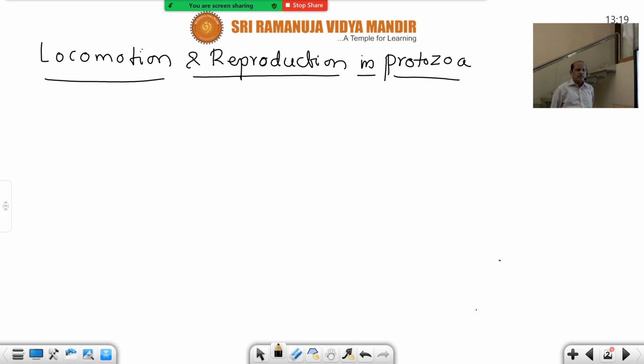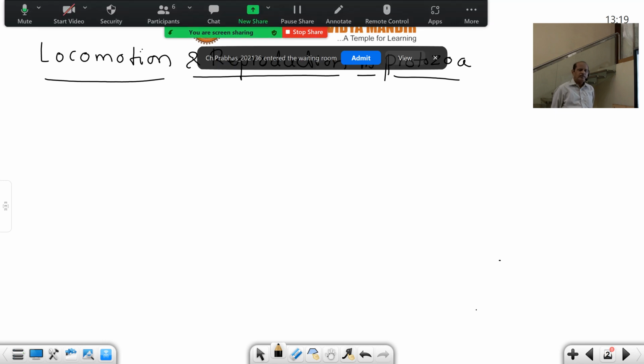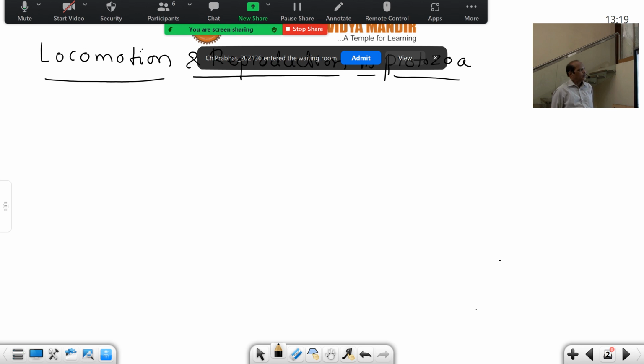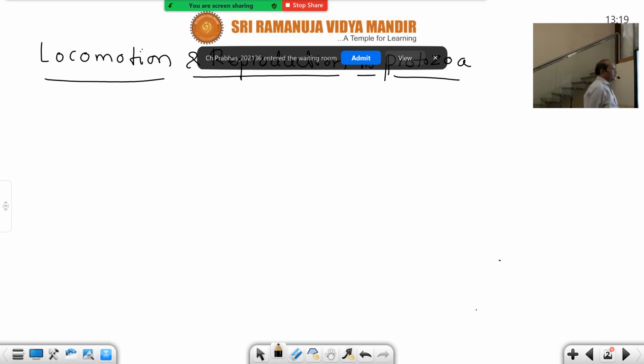What are the most important functions of locomotion? Locomotory movements, you all know: walking, running, swimming, flying, climbing, and so on. There are so many movements like creeping, crawling. All these are types of locomotions.